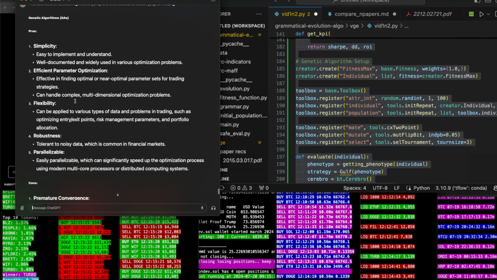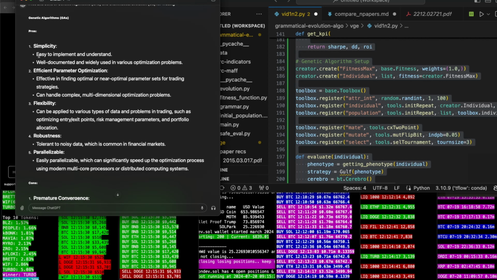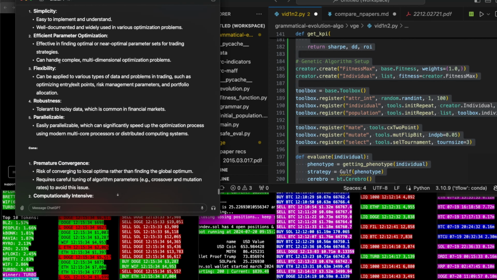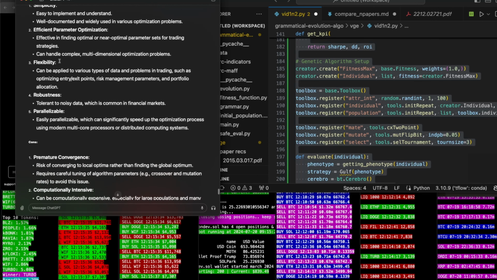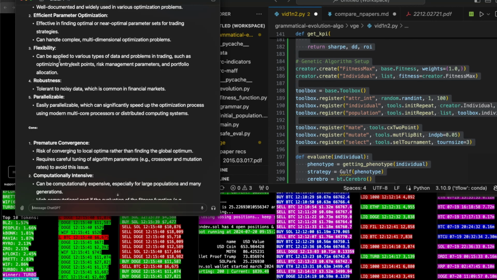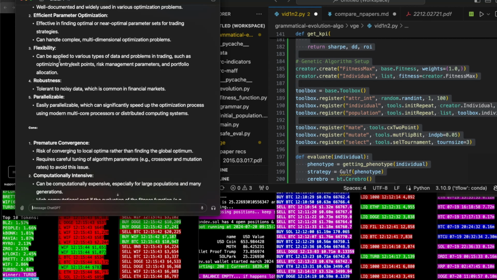Genetic algorithms, pros and cons. They're easy to understand. Genetic algorithms, GAs: easy to implement and understand, well documented and widely used in various optimization problems. Efficient parameter optimization, effective in finding optimal or near optimal parameter sets for trading strategies. Can handle complex multi-dimensional optimization problems.